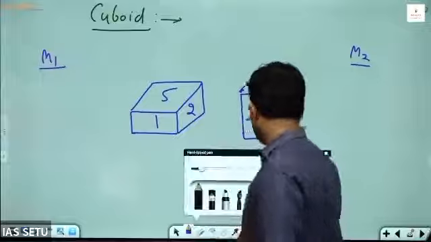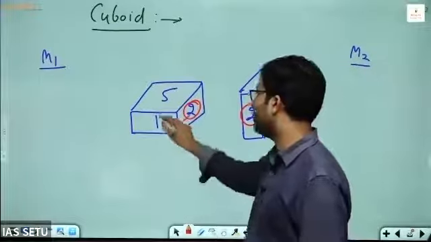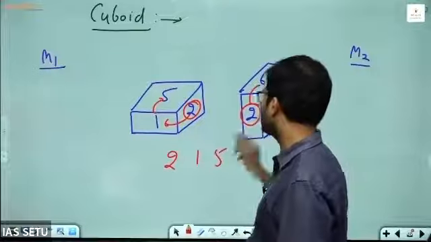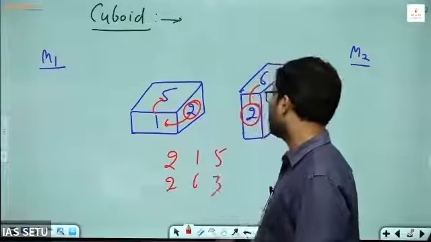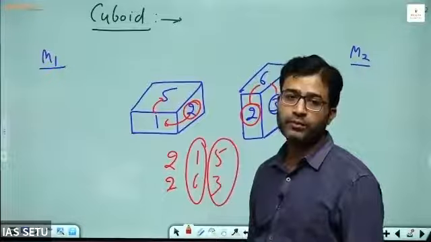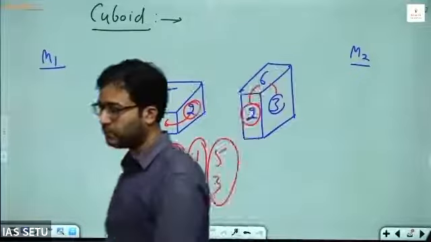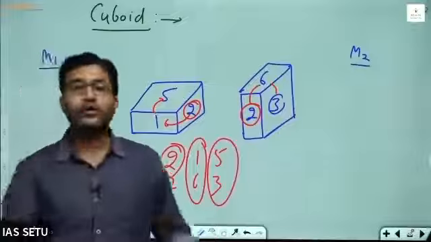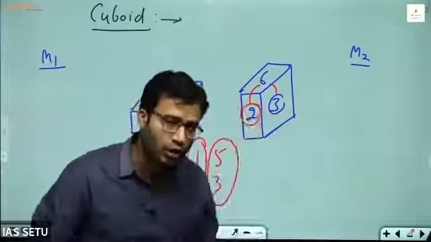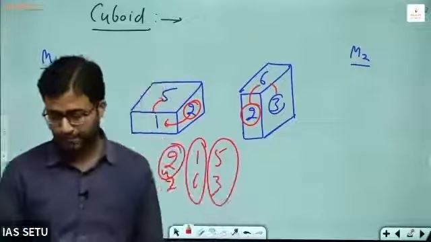So what is common? 2. What is common? 2. Start from 2, read clockwise. So this is 2, 1, 5. This is 2, 6, 3. So 5 and 3 are opposite, 1 and 6 are opposite. 2 cannot be opposite of 2. What is left? 4. 2 and 4 are opposite. So if it is a cuboid, then also you can use our shortcut. All these shortcuts are equally applicable in a cuboid also.